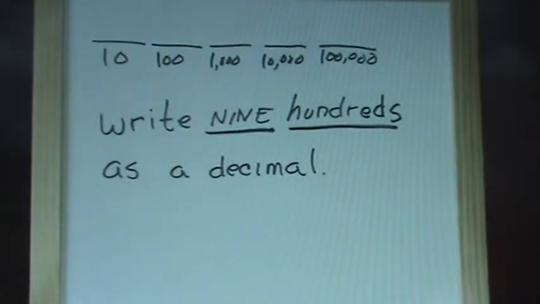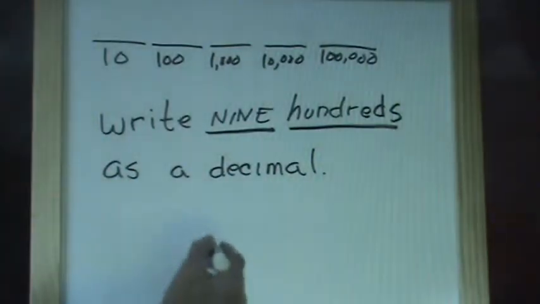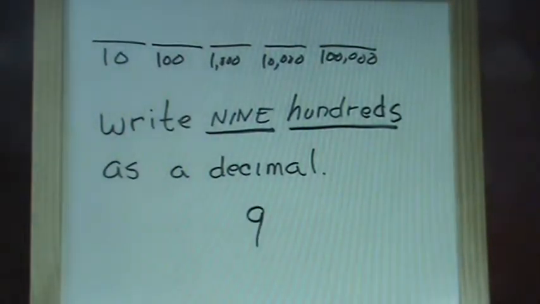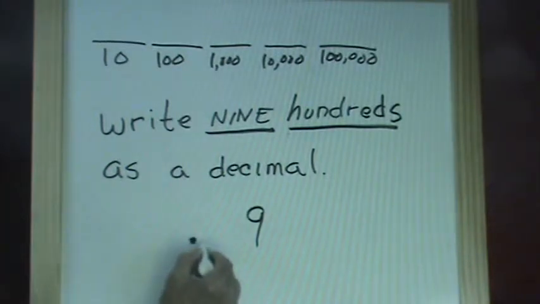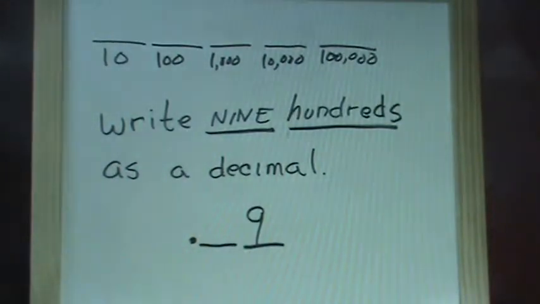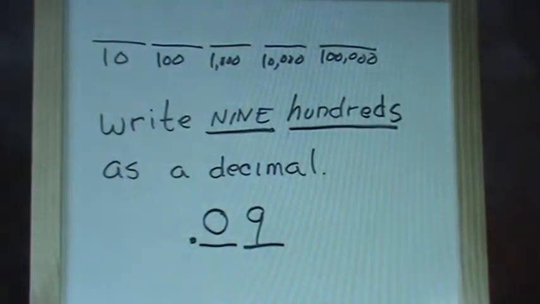Let's take a look at our next example. It says write 9/100 as a decimal. I know I'm going to have the number 9, but the number 9 has to be in the hundredths place. The first place after the decimal is the tenths, the second place is the hundredths, so 9/100 would be decimal point 09, because I have the number 9 and it is in the hundredths place.